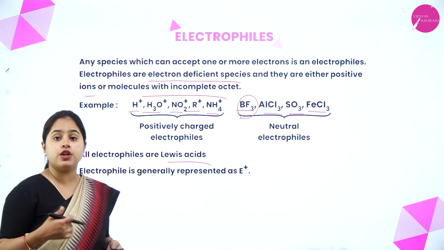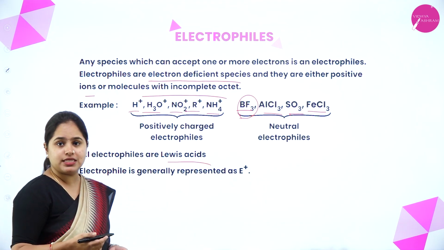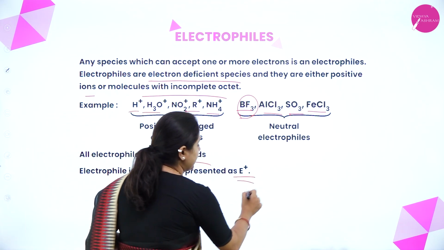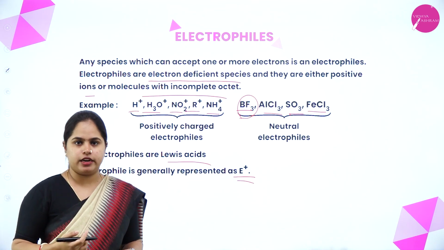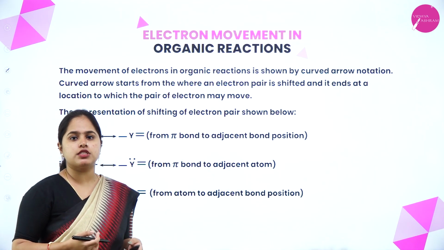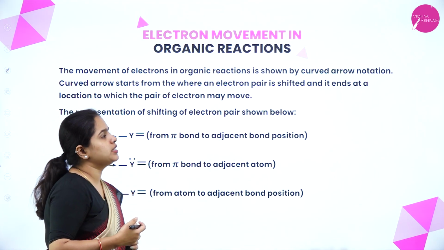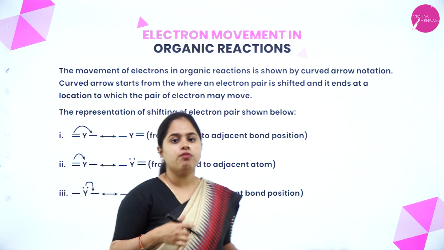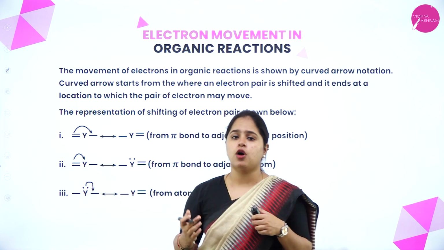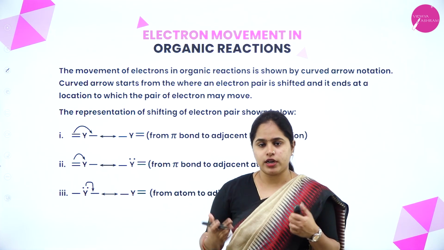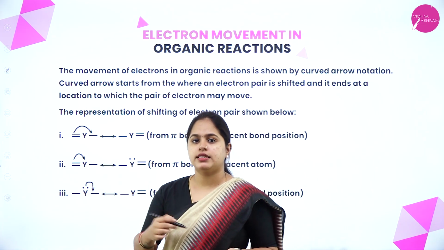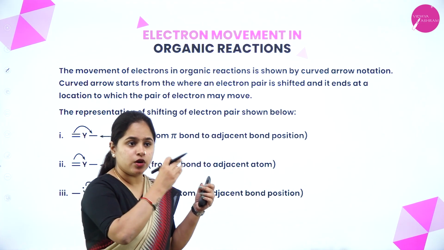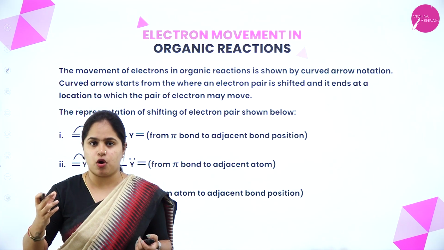All electrophiles are Lewis acids, and electrophiles are generally represented by the symbol E plus. So this is nucleophiles and electrophiles. Now moving on to the next concept, that is electron movement in organic reactions. The direction or the movement of the electrons in an organic reaction has to be specified. So how do we show in which direction, or from which atom to which atom, the electron is moving?